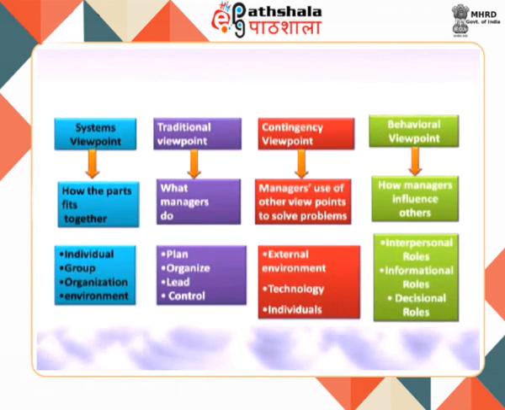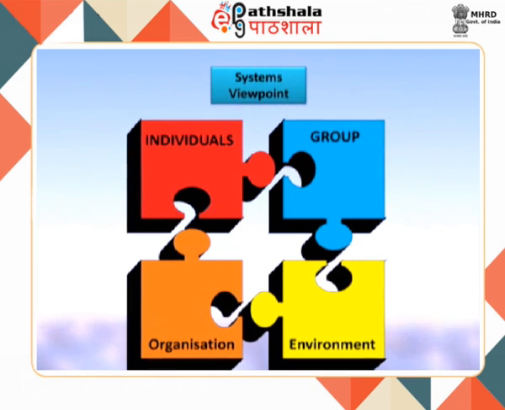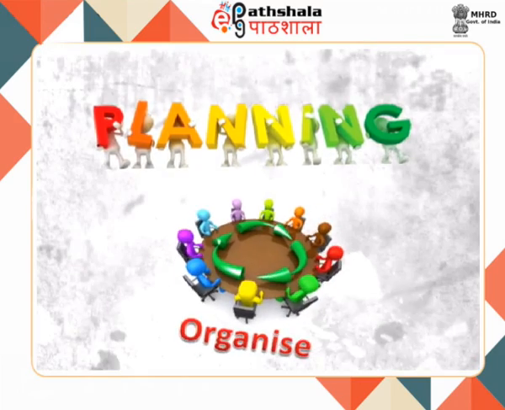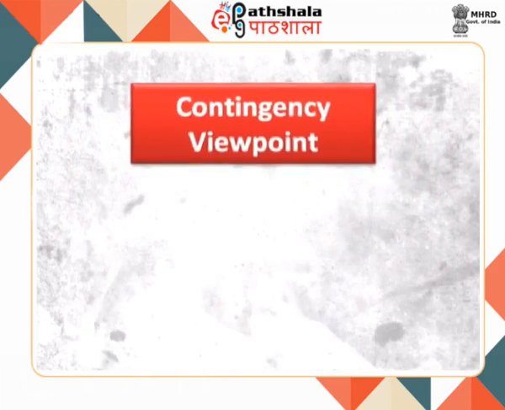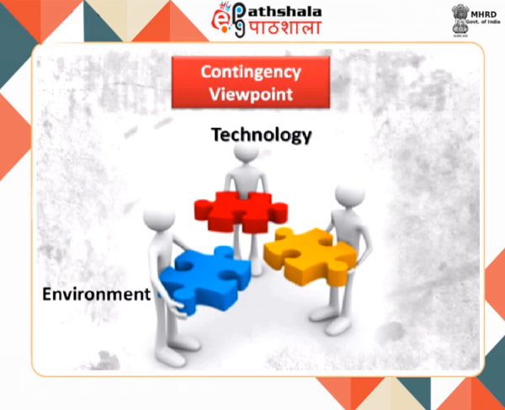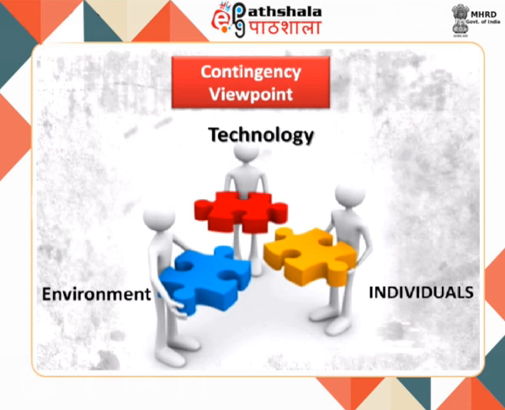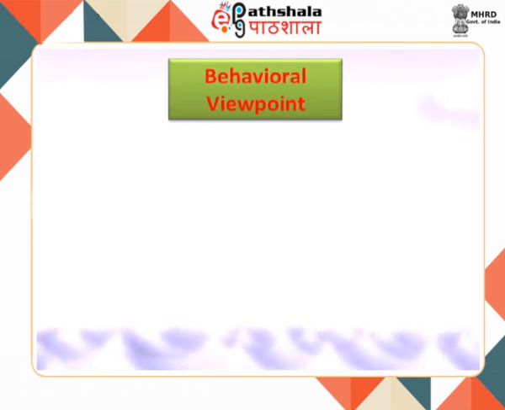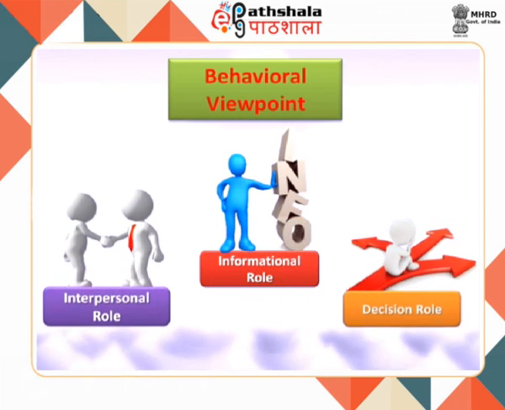The diagram shown summarizes the viewpoints of different approaches to management. System viewpoint deals with the question of how different parts of an organization fit together, for example, individual, group, organization, and environment. Traditional viewpoint emphasizes what managers do: plan, organize, lead, and control. Contingency viewpoint highlights the manager's use of external environment, technology, or individual in different ways to solve different problems. It rests on the premise that there is no one best way to solve every problem. Behavioral viewpoint, on the other hand, recognizes the significance of human behavior in the accomplishment of goals. It deals with the different behavioral roles that a manager plays: interpersonal roles, informational roles, and decision roles.